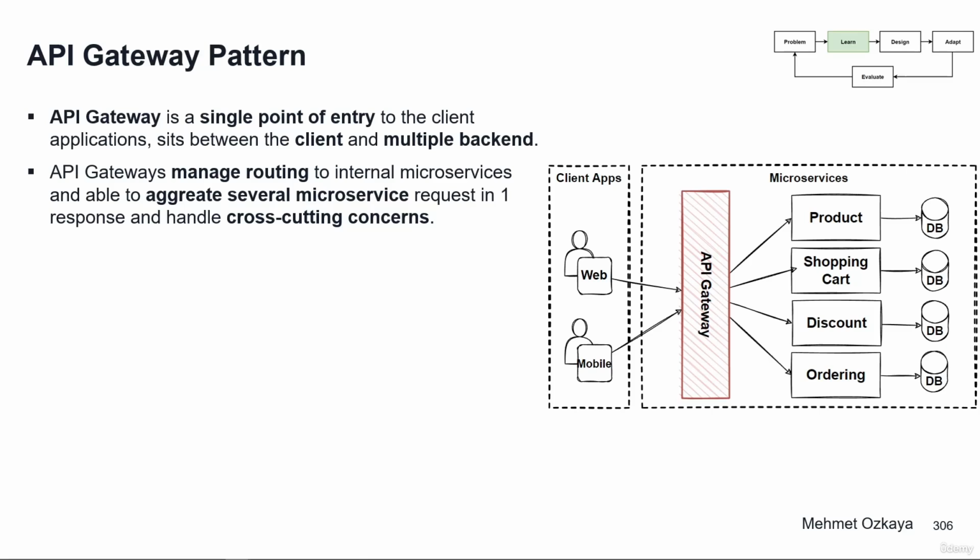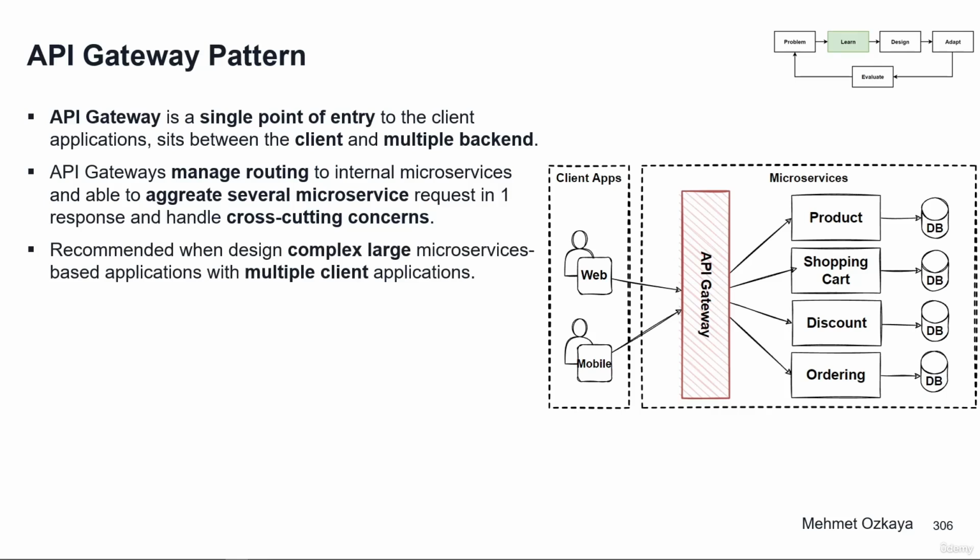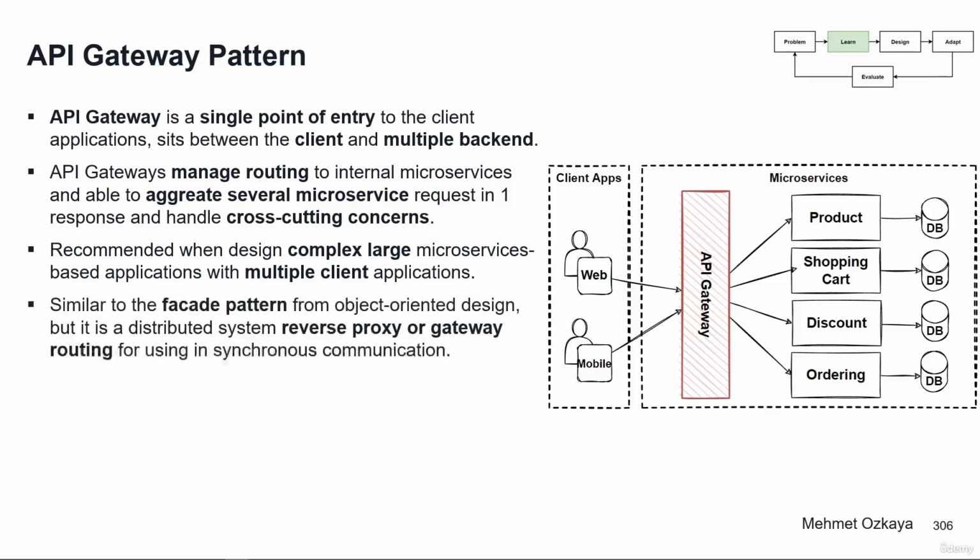API Gateways also can handle cross-cutting concerns like authentication, authorization, protocol translation, rate limiting, logging, monitoring, load balancing, and so on. The API Gateway pattern is recommended if you want to design and build complex, large microservice-based applications with multiple client applications. API Gateway pattern is similar to facade pattern from the object-oriented design, but it is part of a distributed system reverse proxy or gateway routing for using synchronous communication model.